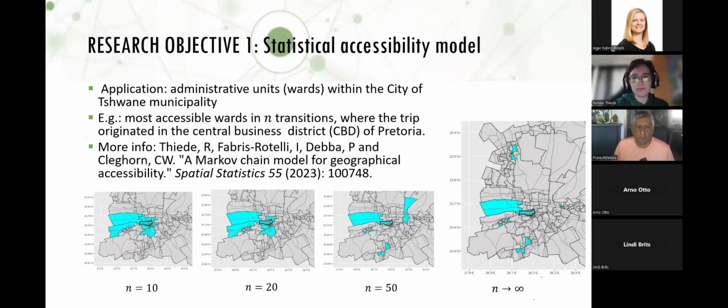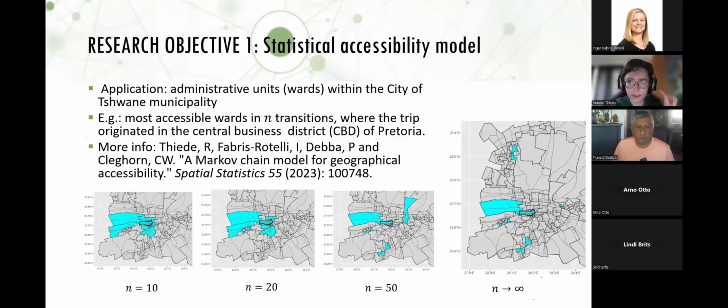Here I'm just showing a very small little part of the application because, of course, this is part of the paper, but the PhD itself has further plans for this research objective. So in the paper that I wrote for the first research objective, I specifically looked at wards within the city of Tshwane, and then explored how, if you are going on a short journey of, let's say, 10 transitions versus 20 versus 50, and then ultimately if you let n go to infinity, starting in the CBD, what are the wards that you end up with? And of course, the last image, n goes to infinity, that's the prominence index.